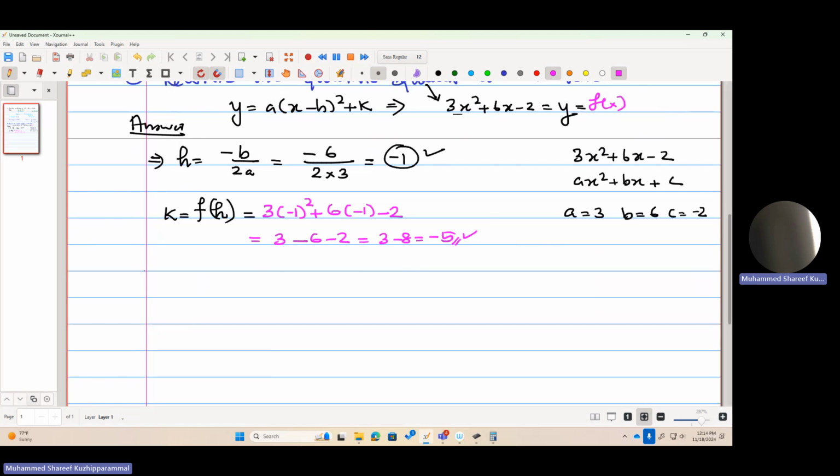Now we will write the vertex form. Vertex form is a(x - h)^2 + k. a is how much, students? a is 3, times (x - h). h is how much? -1. So minus minus, we write with a different color, plus 1. x + 1 whole squared, plus k, which is how much? -5.